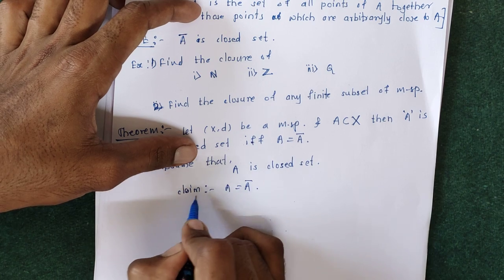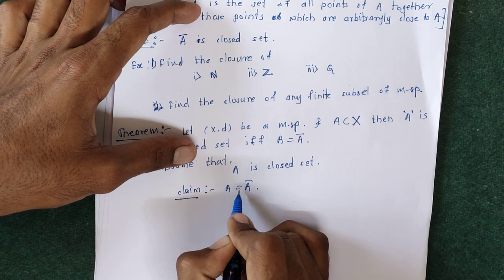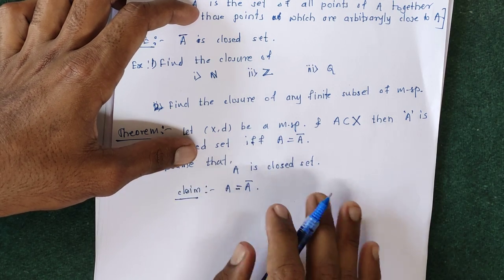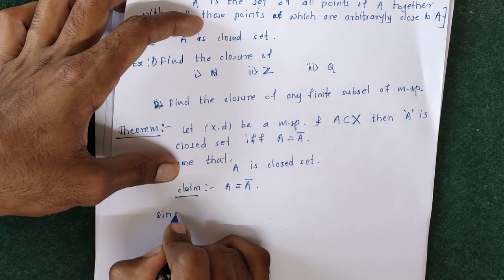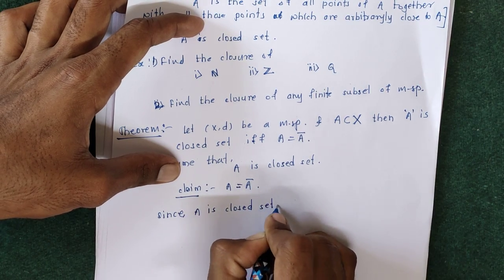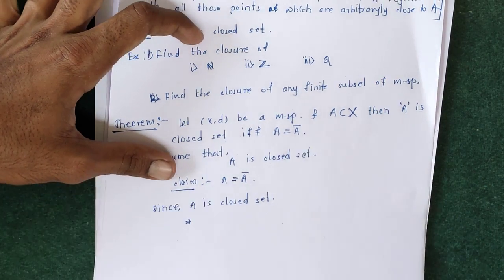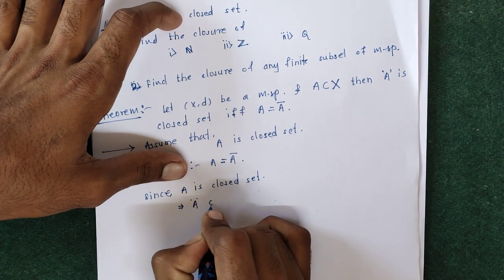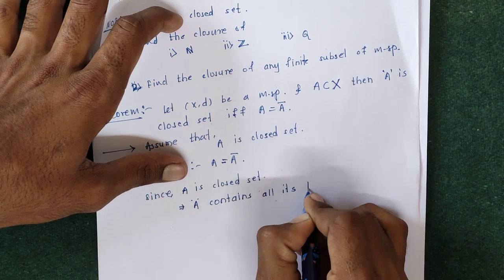Our claim is A is equal to A closure, which means we have to show that A is a subset of A closure and A closure is a subset of A. Then we can say that A is equal to A closure. Now, here we are given that A is closed set. Since A is closed set, A contains all its limit points by the theorem of limit points. We know that if A is closed, then A contains all its limit points.